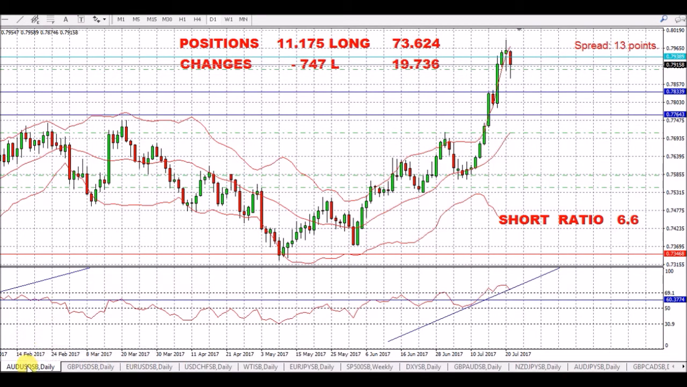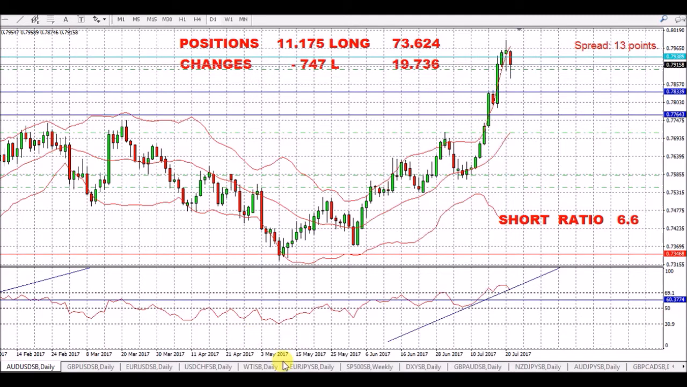So the Australian dollar against the US dollar has a short ratio. That is a short on the commercials, a ratio between the longs and shorts. So that gives you a short ratio of 6.6 to 1. We've already seen a little bit of downside on Friday on this pair, but it's got a lot further to fall, in my opinion.